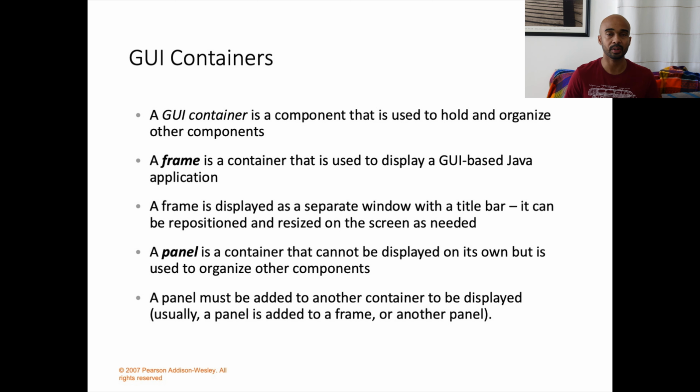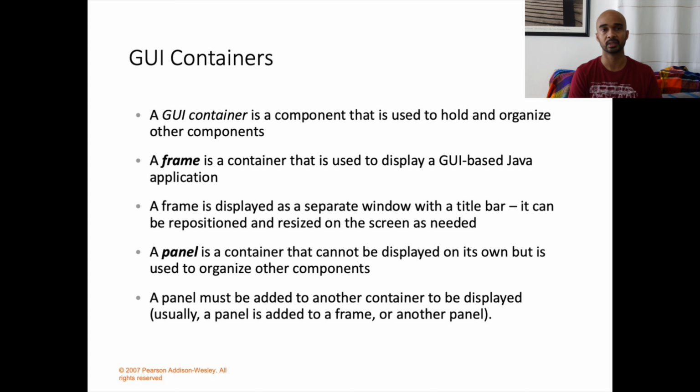So, a GUI container is actually a component used to hold and organize other components. So those things that you see on the screen, such as a frame or a panel, those are what we consider containers. So the frame is actually a container that is used to display a window, all right? And you'll encounter a number of those windows.